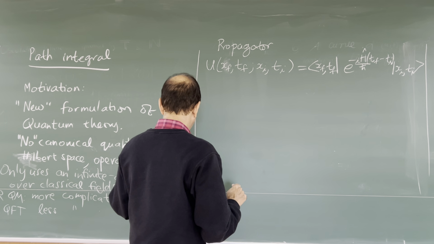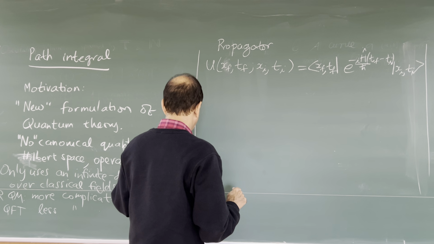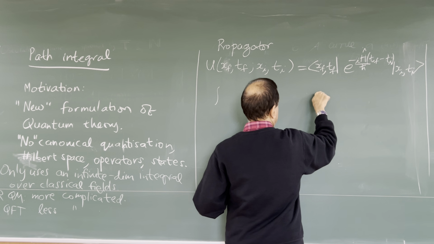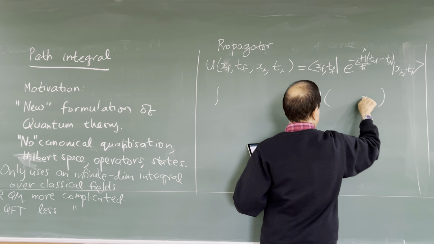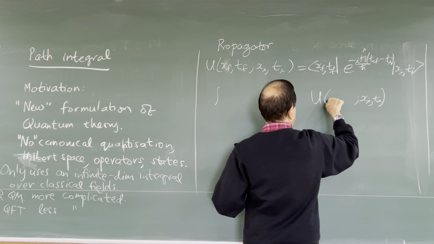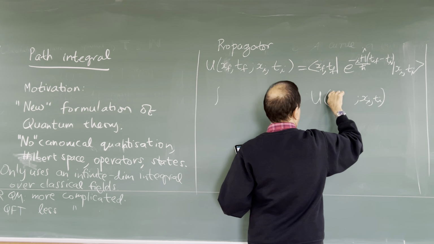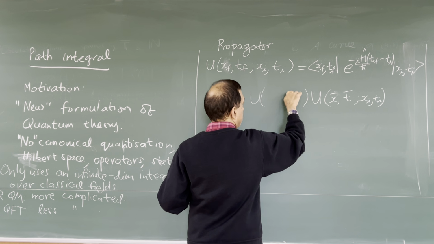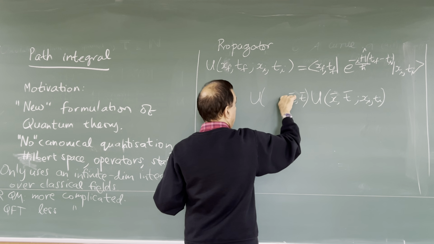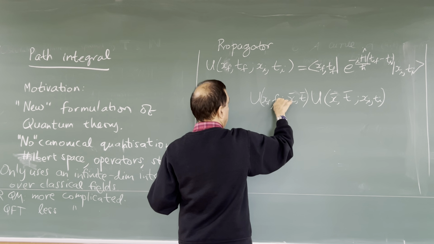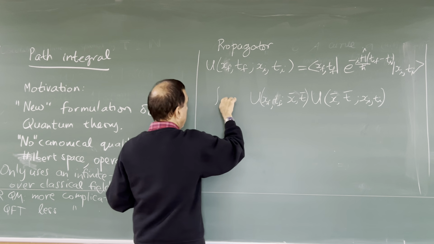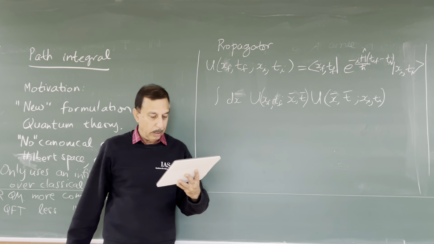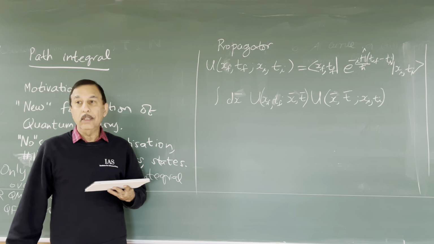Okay. Now there's a property which is pretty obvious, which is supposing I take this propagator and start at xi, ti and go up to some arbitrary point x bar and t bar, and then I multiply by the amplitude to start at x bar and t bar and end up at xf and tf. And I integrate over all possible dx bar.